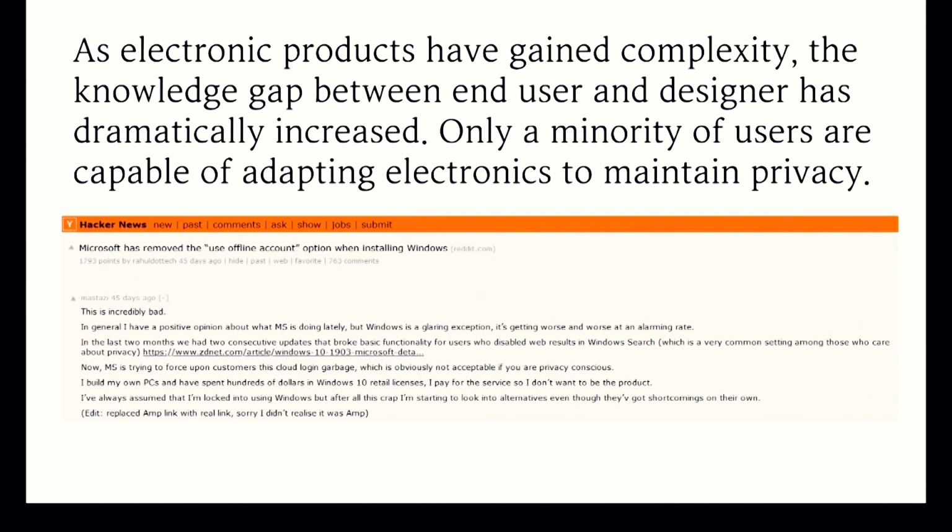Part of the reason this movement has arisen is due to the increased knowledge gap between end user and designer. Only a minority of users are capable of adapting electronics to maintain privacy. How many of you have read a single user agreement? Not only that, even if you did read every single user agreement and had a robust knowledge of multiple coding languages, you would still struggle to dissect what is truly going on with your data due to the monumental scale of teams of experts required to make our smartphones, laptops, and tablets. Seemingly, technology profits have scaled exponentially alongside the complexity of their products.